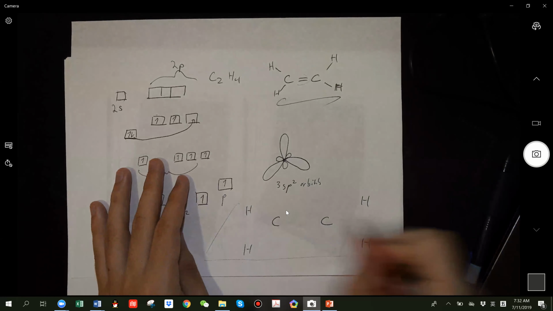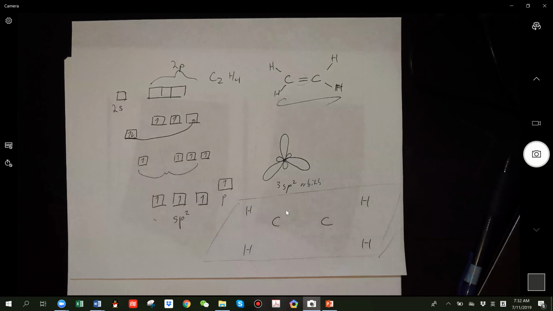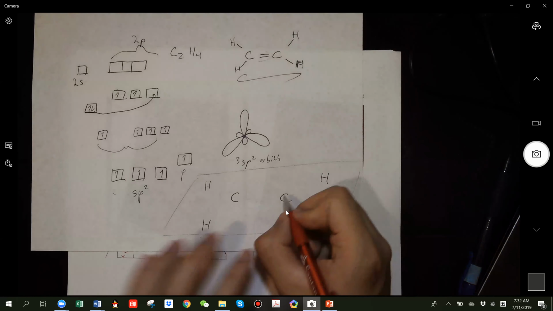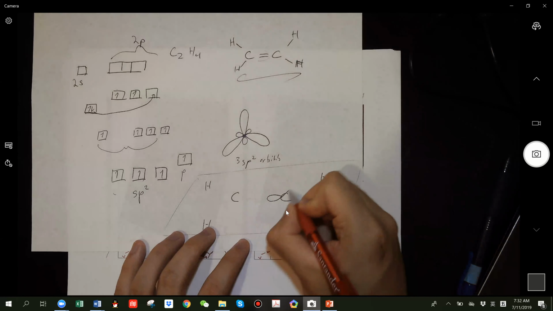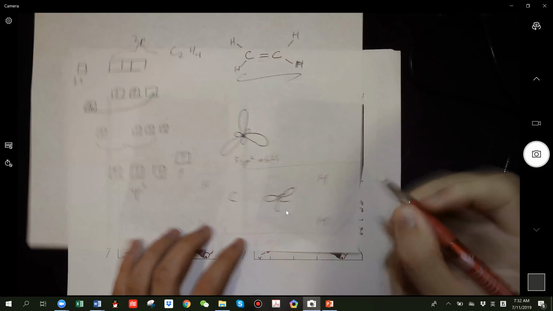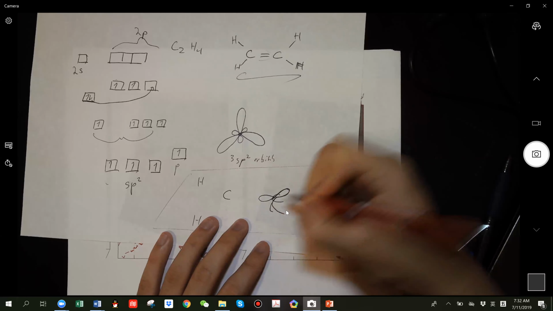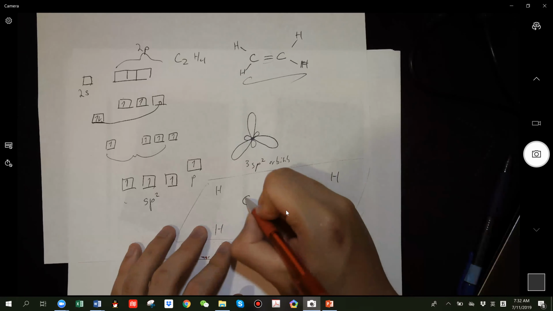So all of the carbon and hydrogen atoms are in the same plane. And our sp2 orbitals are also in the plane. So we can draw them like this. That's awful, but it's okay.